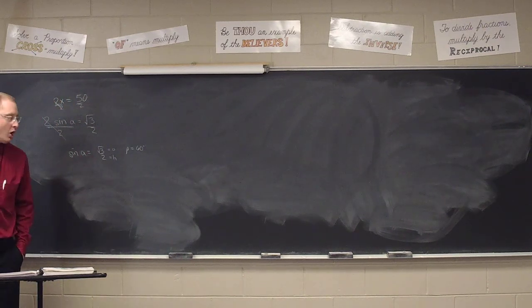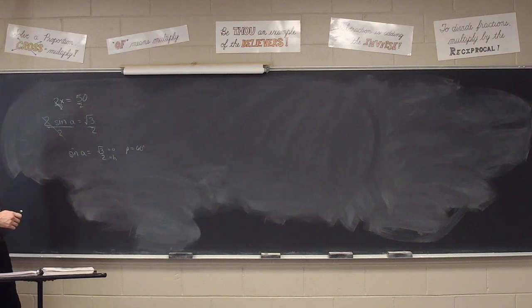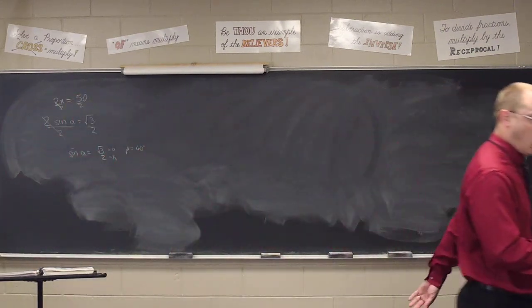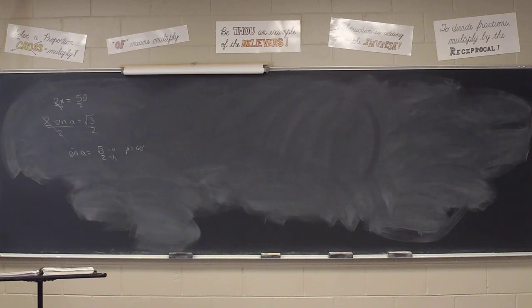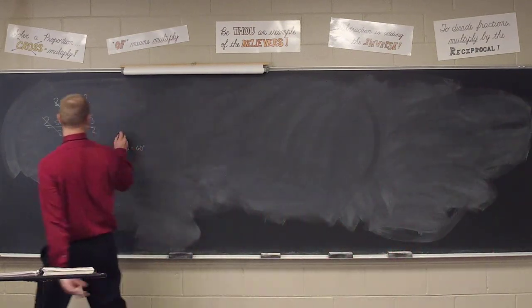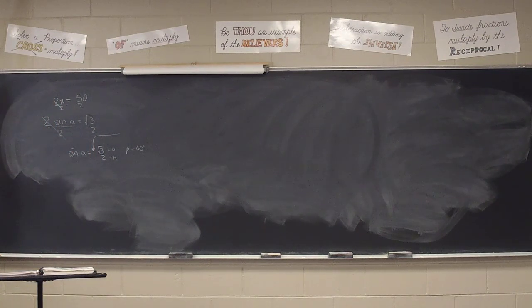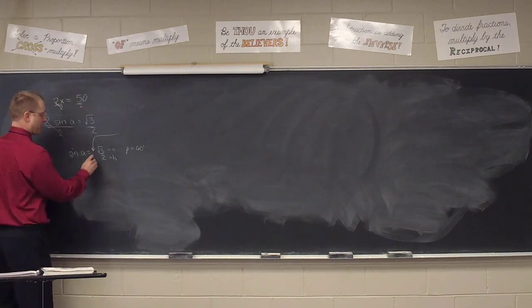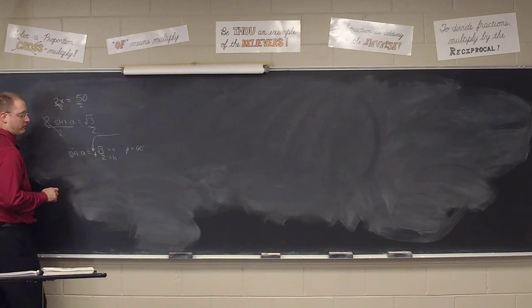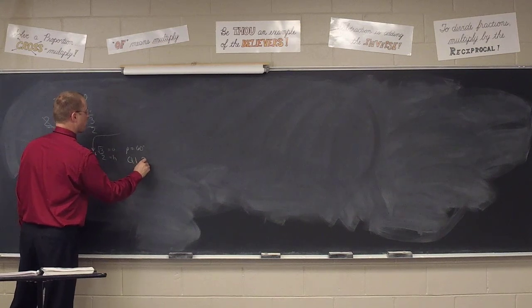But write this in your notes. We are going to use ASTC to determine possible quadrants, and we're going to list all possible answers. You'll notice here that there's an understood sign, S-I-G-N, in front of my square root of 3 over 2. What's the understood sign here, class? Positive. When is sine positive? Quadrant 1 and quadrant 2.